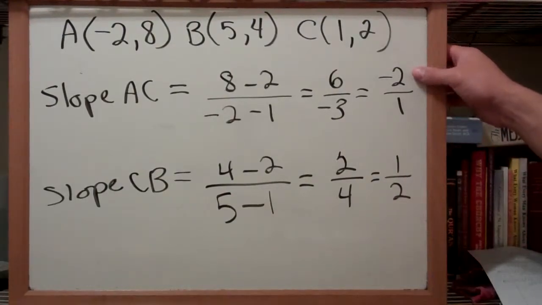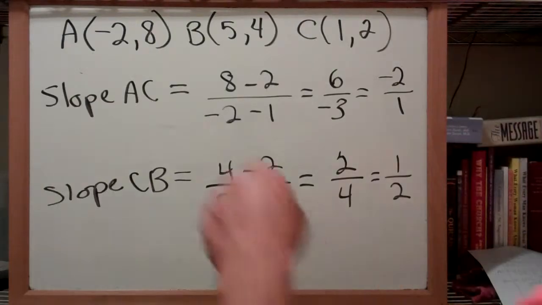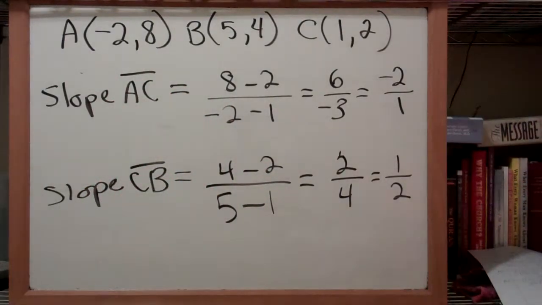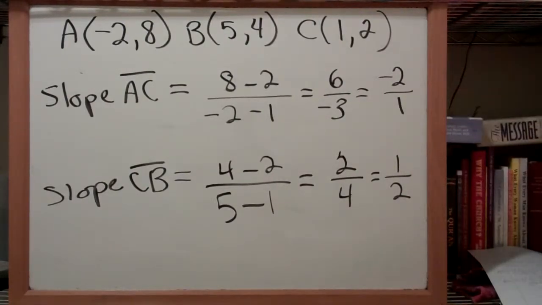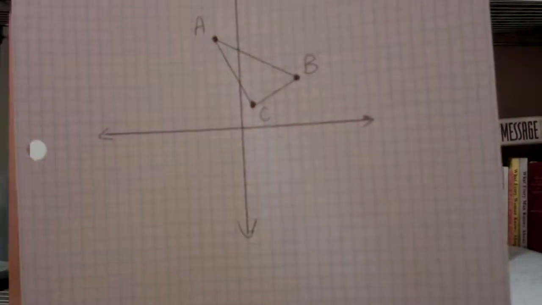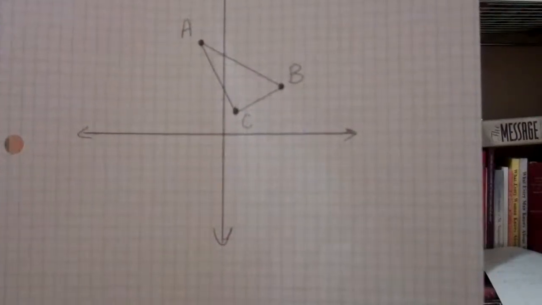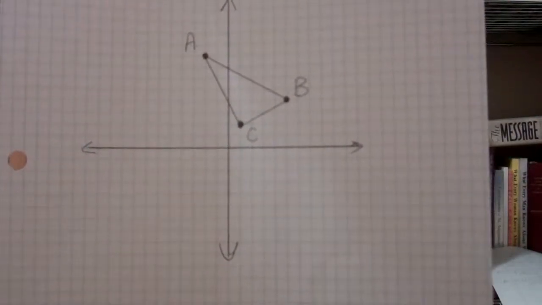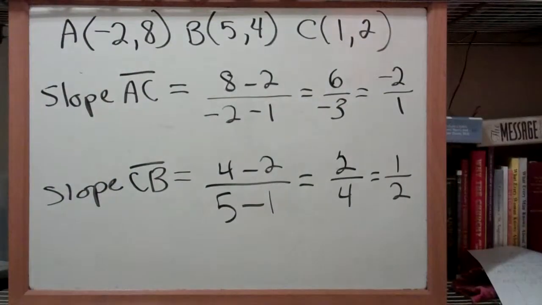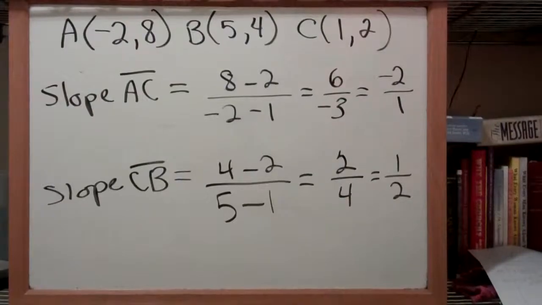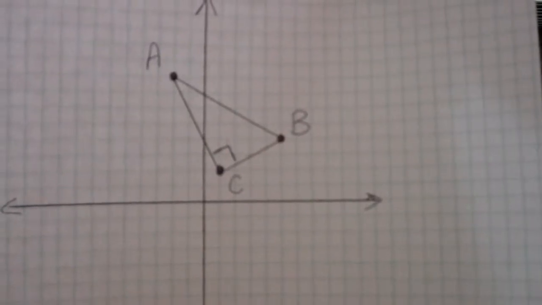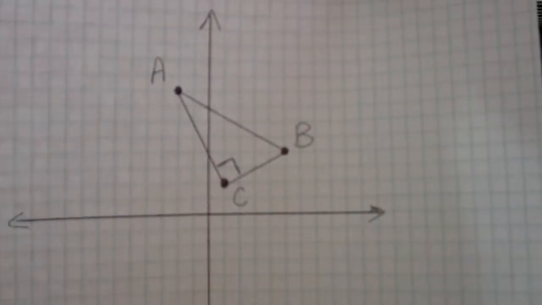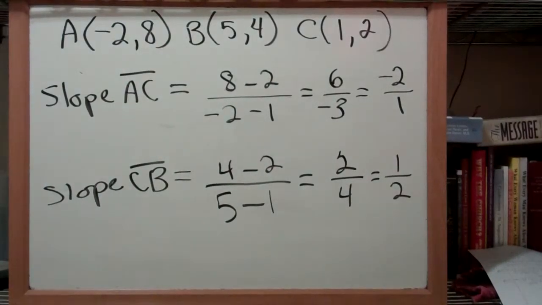So the slopes here of the segments AC and CB have opposite signs and they're reciprocals of each other. So in fact, the segment AC and the segment CB are perpendicular. Looking back at our diagram, the segment AC and the segment BC are in fact perpendicular. So we could draw a 90-degree angle box symbol on that triangle. And we have just determined that that is in fact a right triangle. This concludes our video lesson.